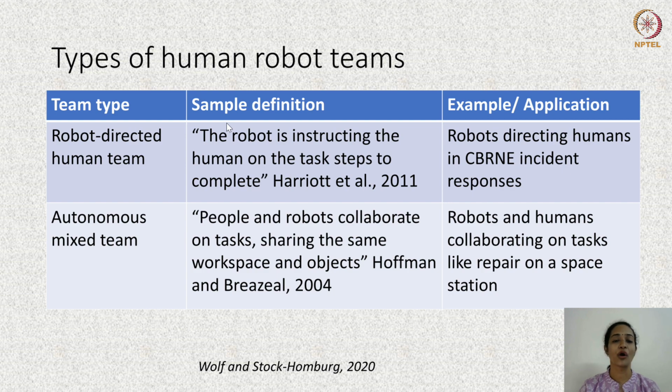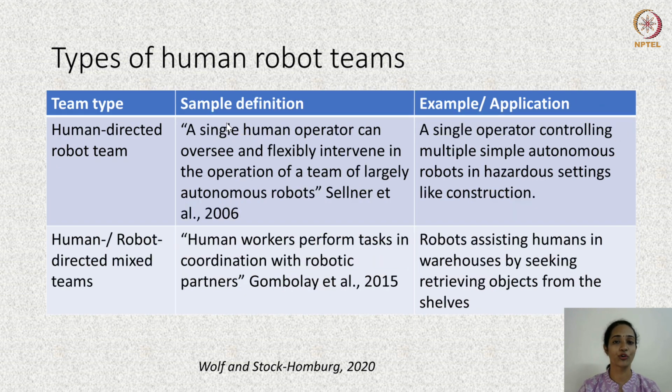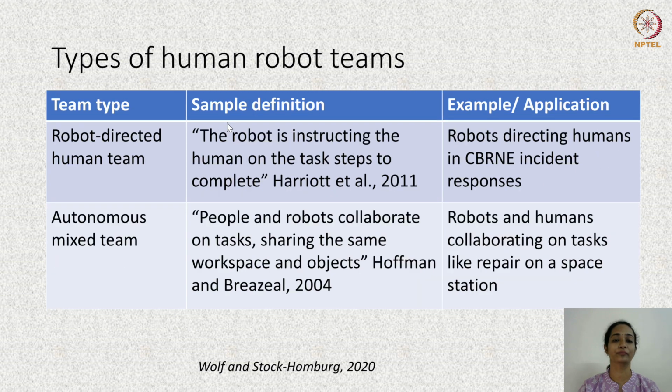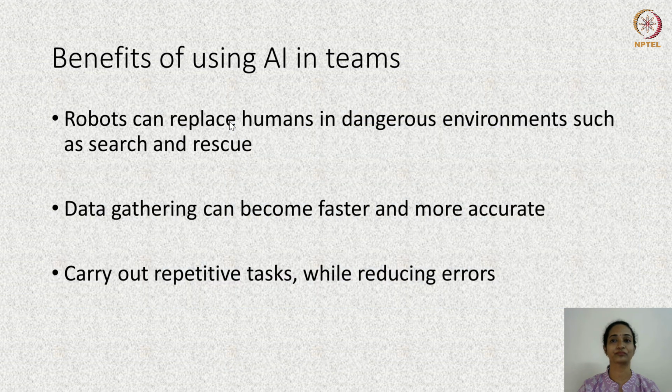So to summarize, we have human-robot teams where the human is in control or in a leadership position and gives instructions to the robot, and the robot takes these instructions and carries it out. The next we have the robot sensing the environment and giving inputs or instructions to the human team members. And the last we have the humans and the robots having equal responsibility for carrying out a particular task.